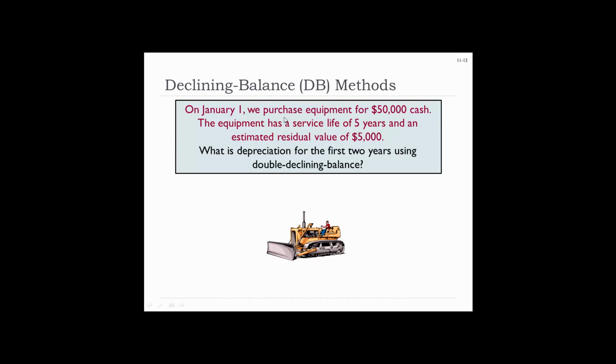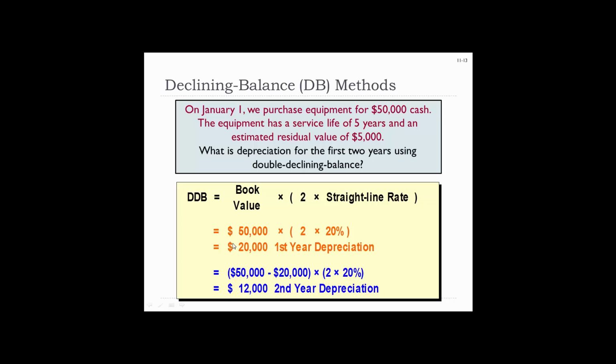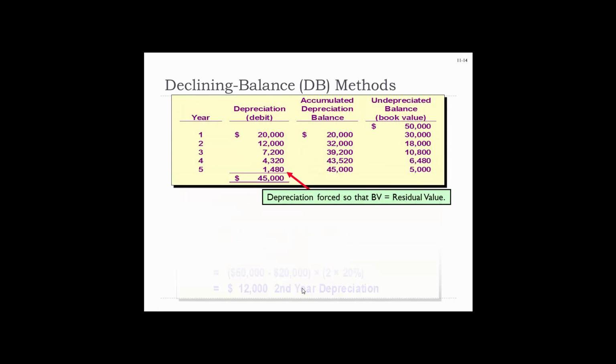On January 1st, we purchased the same equipment, $50,000 cash, with a useful life of 5 years and an estimated residual value of $5,000. What would be the depreciation for the first 2 years using double declining balance? So, book value times 2 times the straight line rate. Book value times 2 times 20%. $20,000 would be the first year. So 50 minus 20 times 2 times 20 would equal $12,000 of depreciation in the second year.